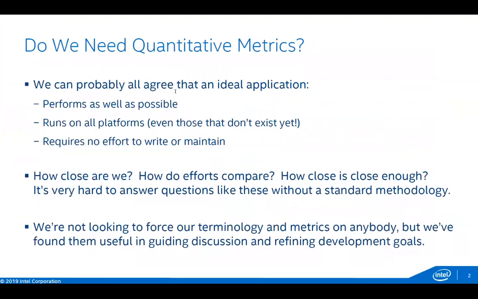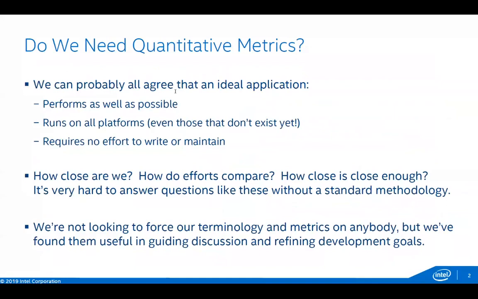And if we can all agree on what those goals mean, then we can probably also agree what an ideal application looks like. Ideally, our applications perform as well as possible. They run on all platforms, not just the ones that we know about today, but even the platforms that someone's going to propose in the future, so we don't have to rewrite things. And ideally, it requires very little or even no effort to write new features or maintain existing features.